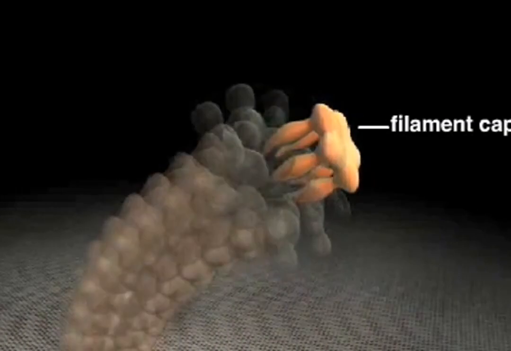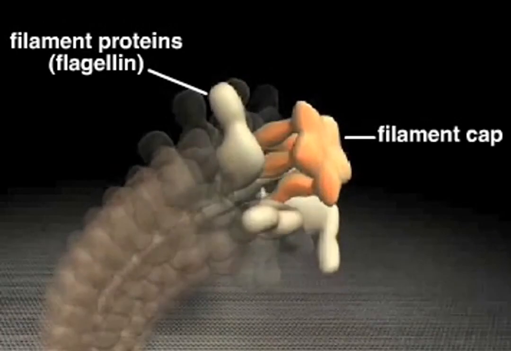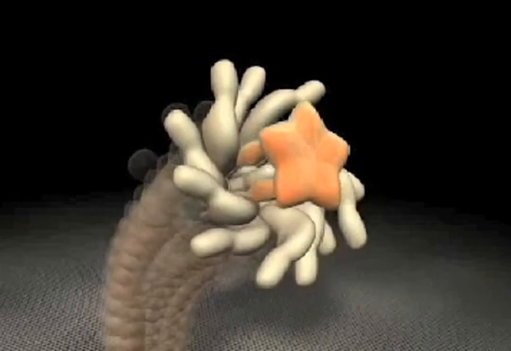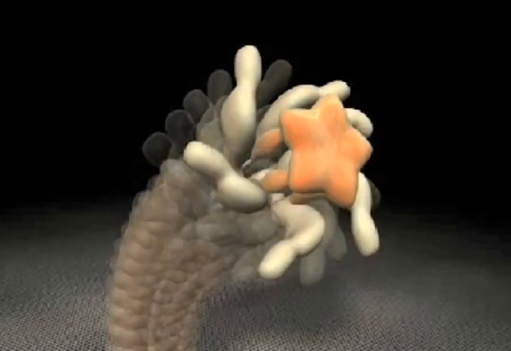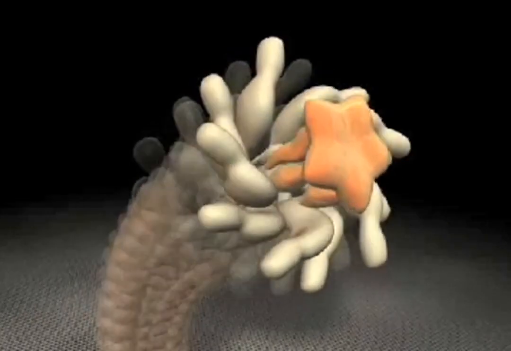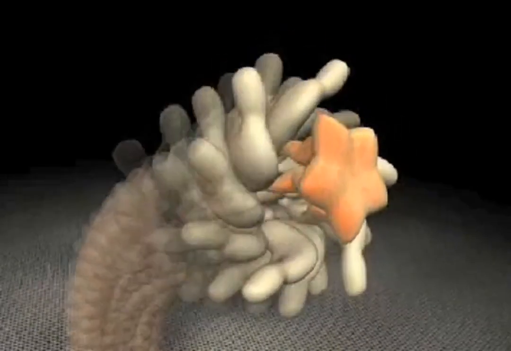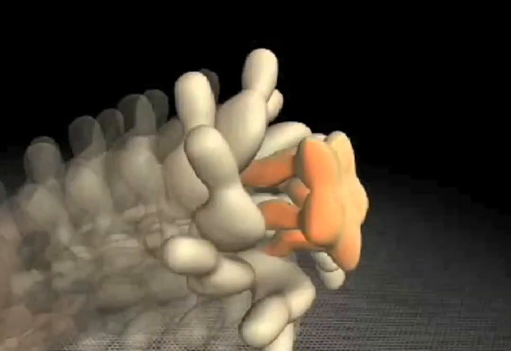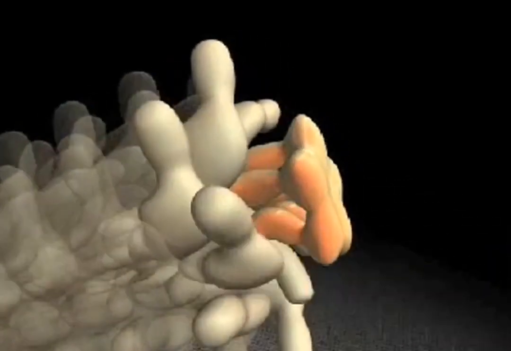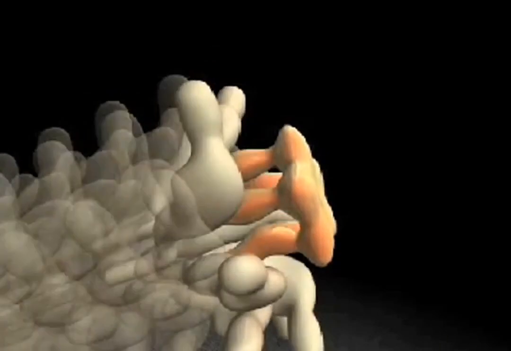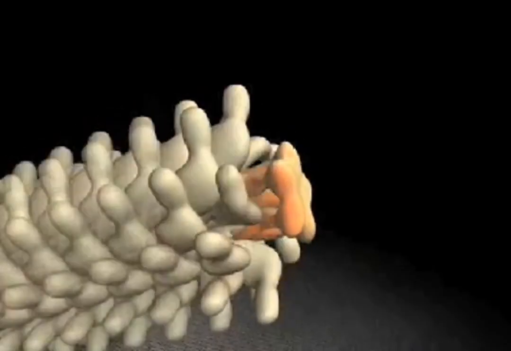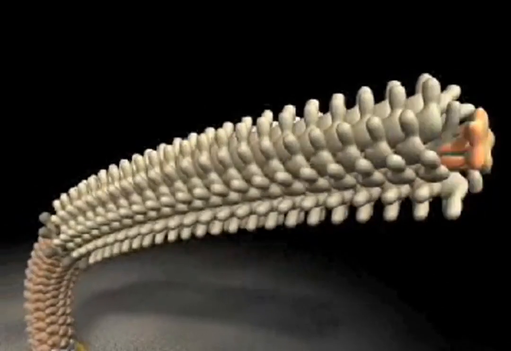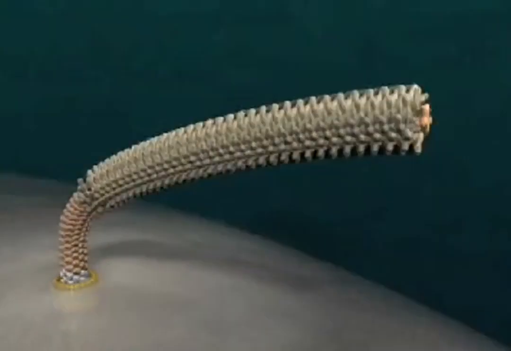Finally, yet another cap is built, and filament proteins assemble. Like the rod and hook proteins, they travel through the hollow channel inside the filament to reach the distal end. The cap rotates, which causes the subunits to build in a helical fashion. A complete filament can consist of 20,000 to 30,000 subunits.